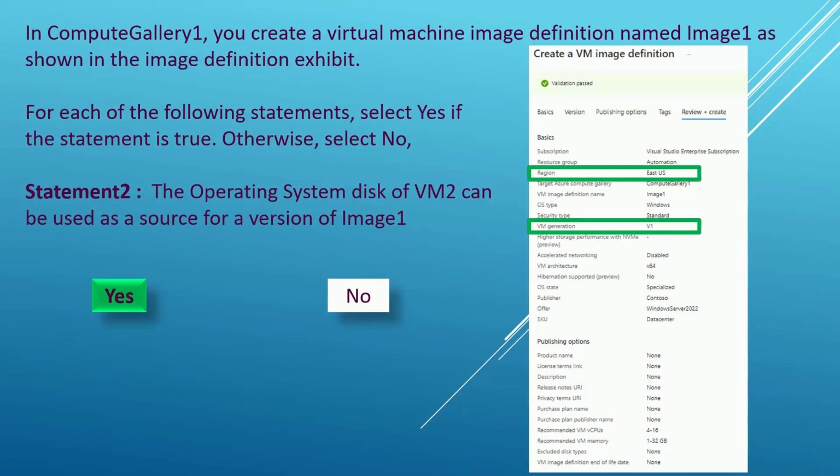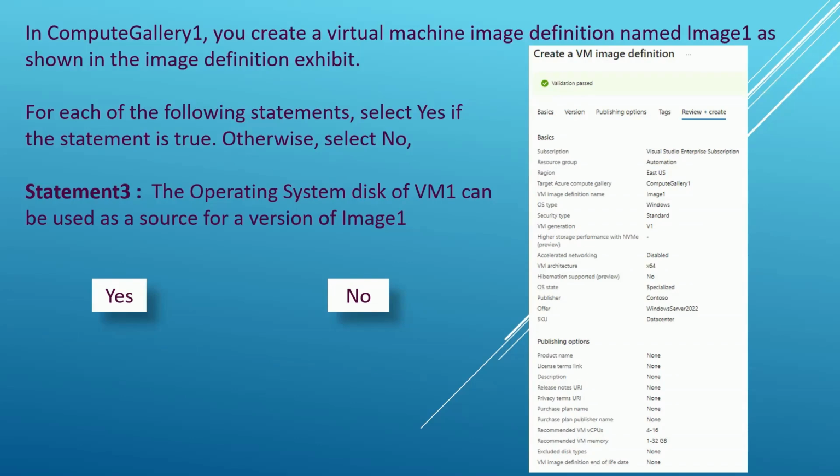Let's look at statement 3. The operating system disk of VM1 can be used as a source for a version of image1. For this one, you should notice that region in VM definition is different than VM source, so it is an incorrect statement. The operating system disk of VM1 cannot be used as a source for a version of image1.